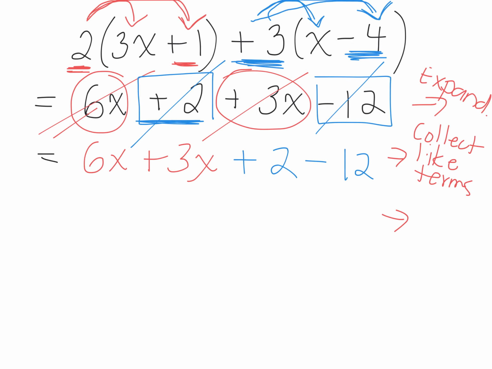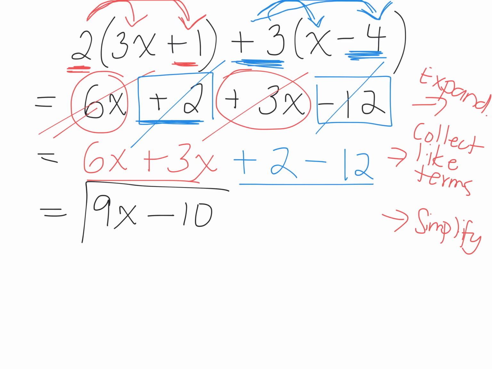What do we have to do now? Yes? 6x plus 3x. We have to, it's called simplify. We actually have to calculate, add or subtract our like terms. So 6x plus 3x equals 9x. 2 take away 12 equals negative 10. Is this simplified? Yes, I have 2 terms that are not alike. I can't go any further. The final answer is 9x take away 10.